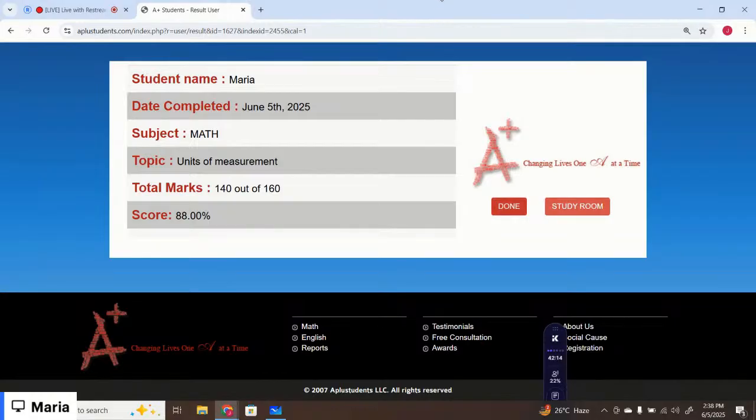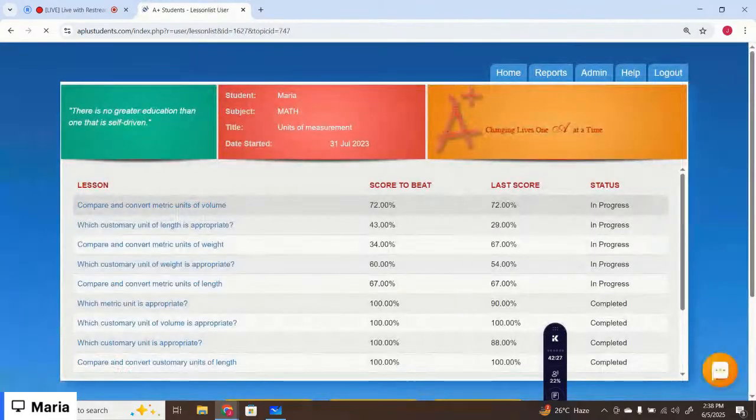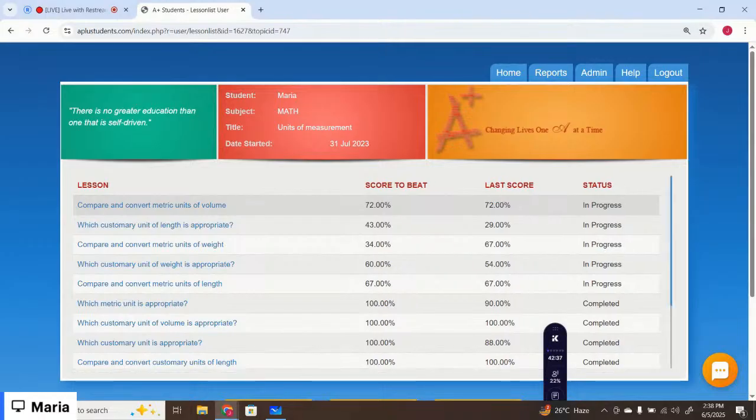Okay, we are done with the lesson. So we were working on the chapter on measurement. The lessons we have covered today are compare and convert metric units, which metric unit is appropriate, which customary unit of volume is appropriate, and which customary unit is appropriate.